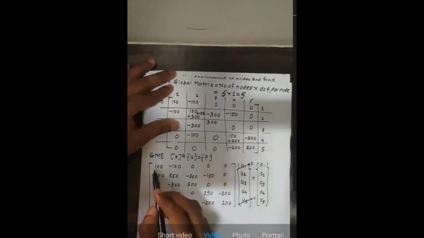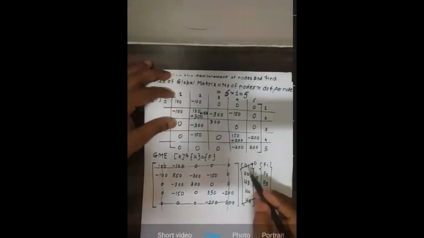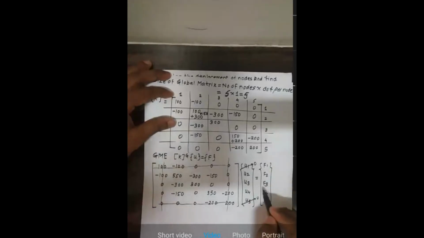So whenever any displacement is 0, that particular row and that particular column get cancelled. So I'll cancel the first row, first column, and I will cancel the fifth row, fifth column, right? Now we are interested in calculating the values of U2, U3, and U4, provided we know F2, F3, and F4. Until you put in the values of F2, F3, and F4, you won't be able to calculate U2, U3, and U4, right?